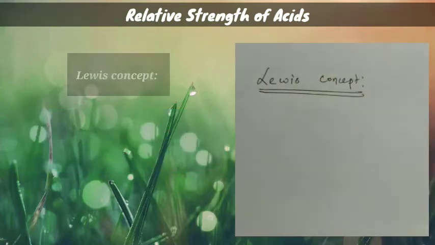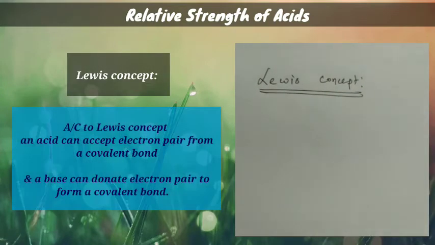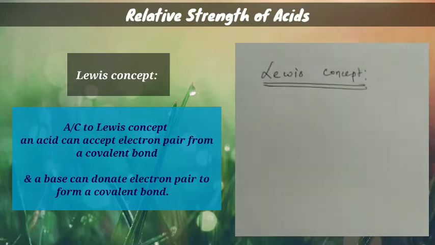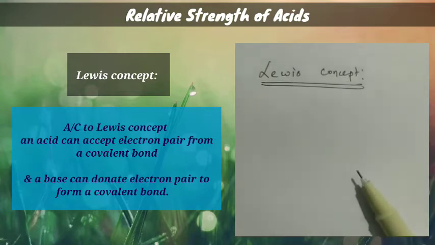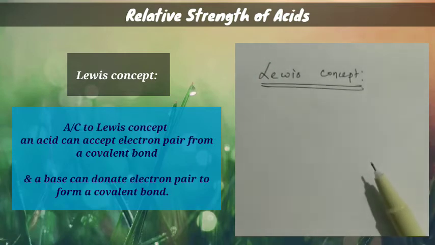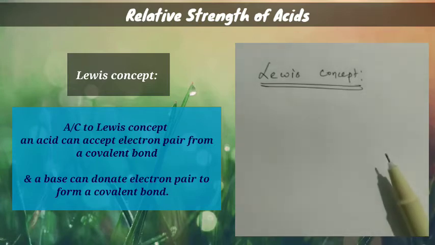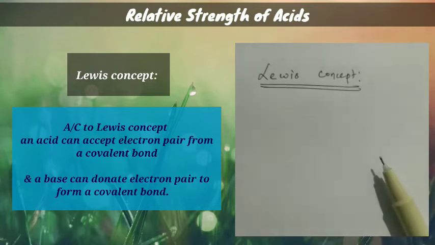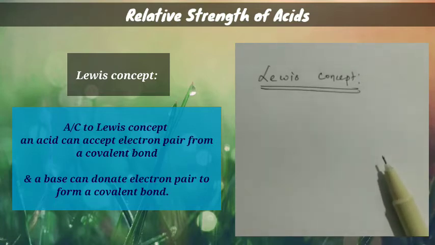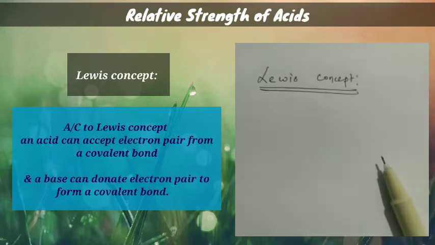Now before going to discuss the new topics, let us introduce the new definition of acid and base. We require a new definition because many acids and bases do not have any H positive, or cannot donate H positive ion, or cannot accept H positive ion. So how are we going to define those substances, whether they act as acid or base?